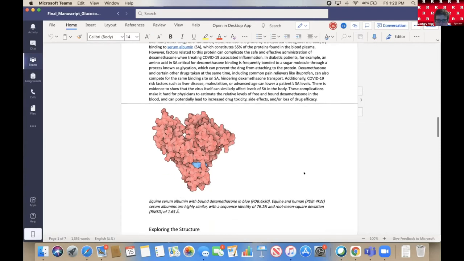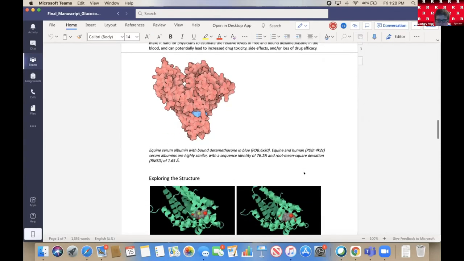And then below, we have the figure for this section, with the caption: equine serum albumin with bound dexamethasone in blue. In the ID, equine and human, I give the PDB ID I used to get the RMSD for human serum albumin. Equine and human serum albumins are highly similar with a sequence identity of 76.1% and a root mean square deviation of 1.65 angstroms.